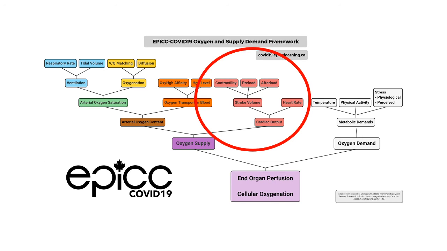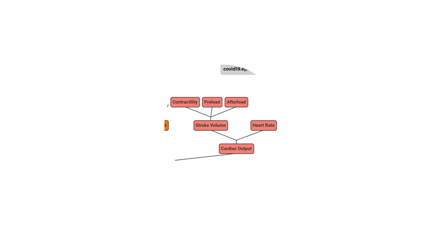We'll be using the oxygen supply demand framework to guide this conversation. It can be found on the EPICC-COVID19 website. You can follow along in the red shaded area on the framework. We're going to start with the three components of stroke volume.